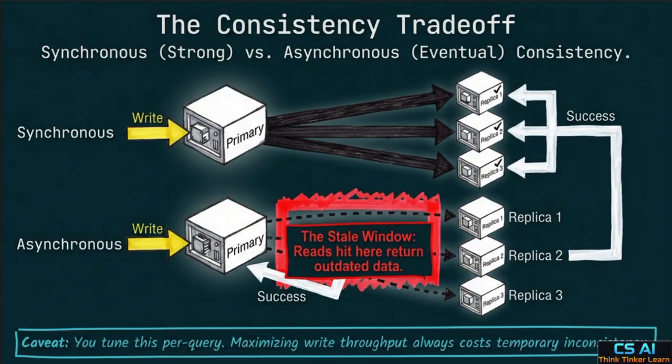When you replicate, you face the consistency trade-off. Synchronous replication keeps everything perfectly in sync, but it hurts your write performance. Asynchronous replication lets the primary race ahead, but you introduce a stale window where readers might see outdated data. You have to tune this per query. Maximizing write throughput almost always costs you temporary inconsistency.